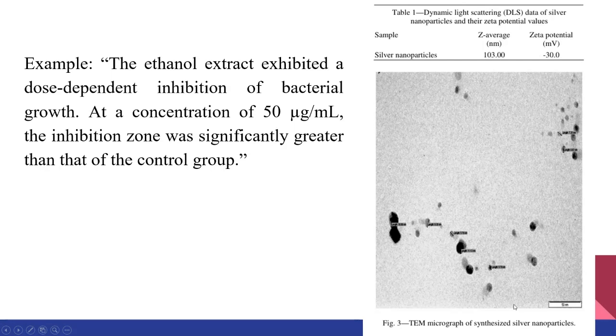Also remember, whenever you write any experiment result, the result should be mentioned in the past tense. For example, ethanol extract exhibited a dose dependent inhibition of bacterial growth, and at a concentration of, that is the exact concentration you should mention in your result, 50 microgram per ml, the inhibition zone was significantly greater than that of the control group.